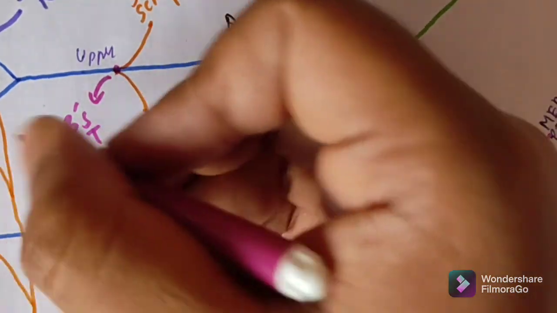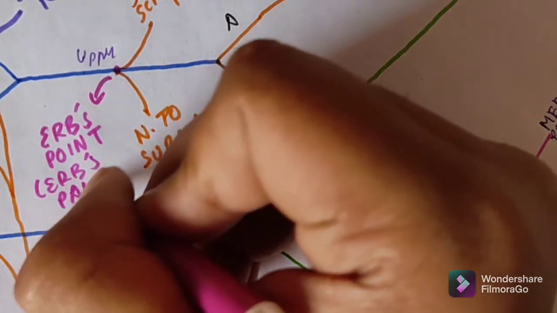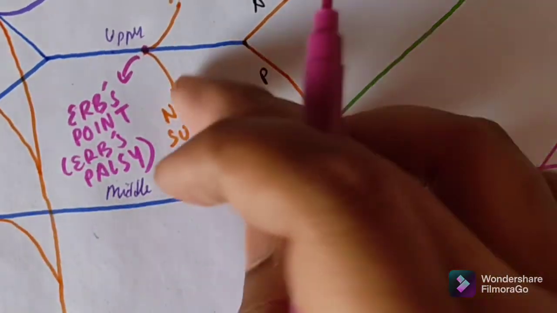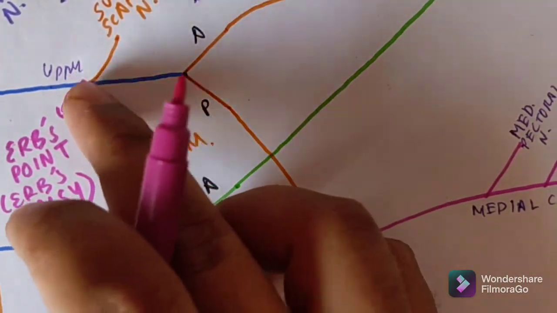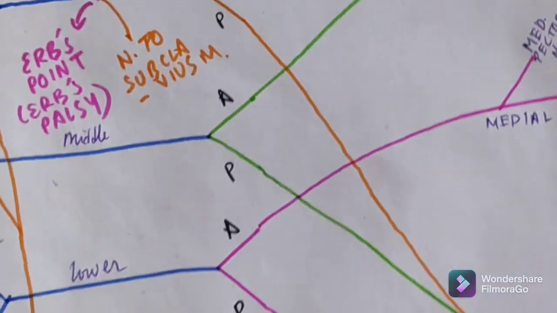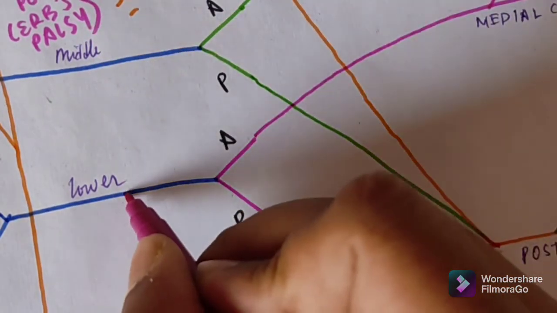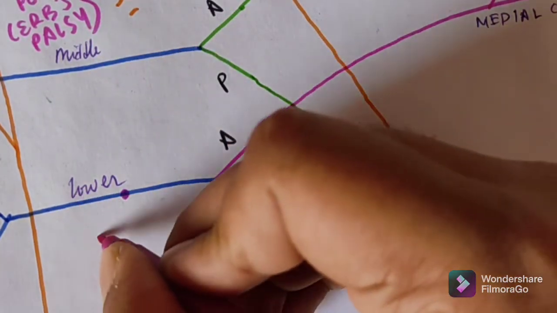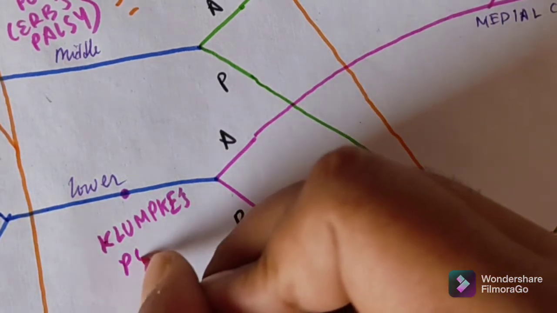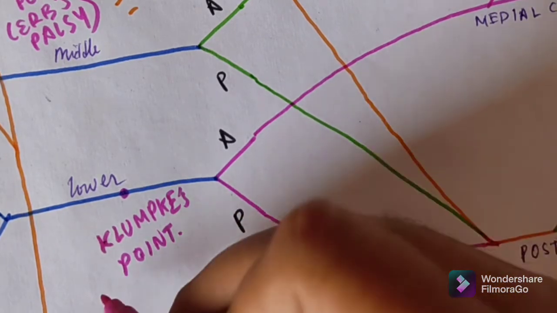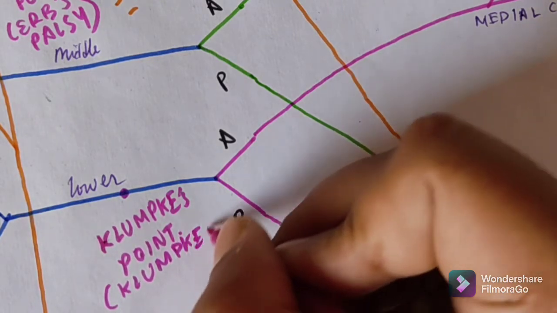Which generally contributes to Erb's palsy. I will tell you about Erb's palsy in a subsequent video, but you must remember that Erb's point is very important to be remembered in case of this upper trunk. Great. Now similarly in the lower trunk there is one point known as the Plexus point, which has a clinical significance surrounding the plexus palsy.